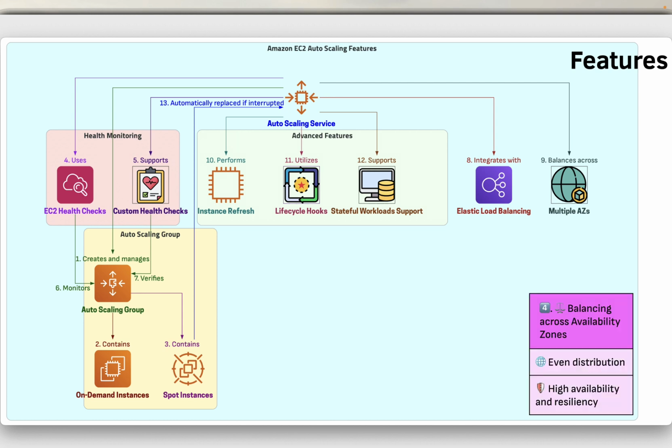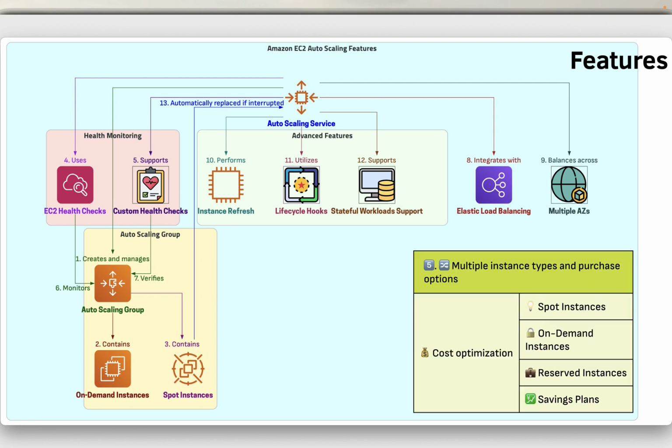Balancing capacity across availability zones. So you can specify multiple availability zones for your auto scaling group, and Amazon EC2 auto scaling balances your instances evenly across the availability zones as the group scales. This provides high availability and resiliency by protecting your application from failures in a single location.